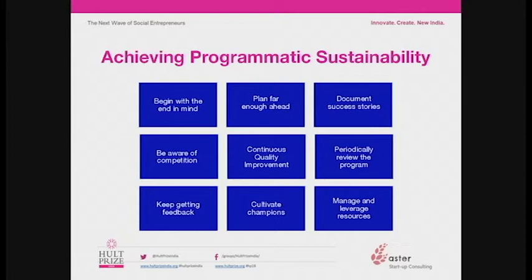Plan far enough ahead. Keep documenting your success. And the important thing is to publicize this. Talk about your success on social media. Let people know. If you let people know what you're doing, people will help you. They will probably give you some additional resources or some funding or something. They will show interest.